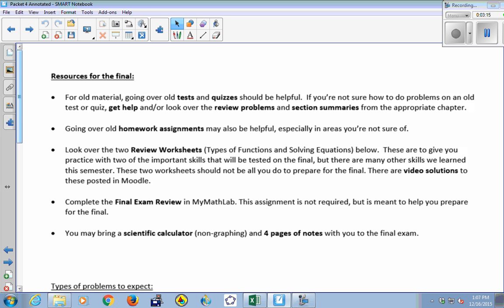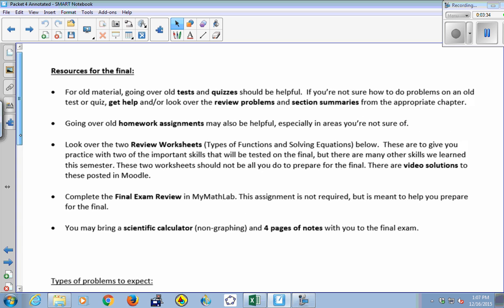I gave you 2 review worksheets. One is types of functions and one is solving equations. That's not all you should review because, like we just talked about, that's 2 sections of the test, but there are other sections also. So this is a helpful review, but not comprehensive. There's a final exam review in MyMathLab, a separate assignment that's just to help you review for the final. It's not required, meant to help you prepare. So use that if you think it'll be helpful.